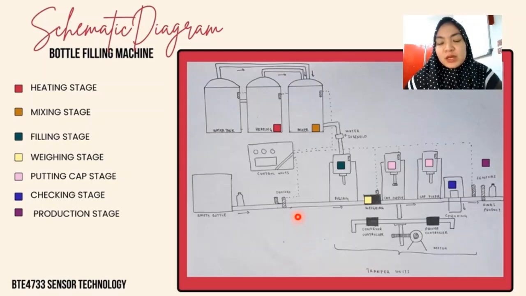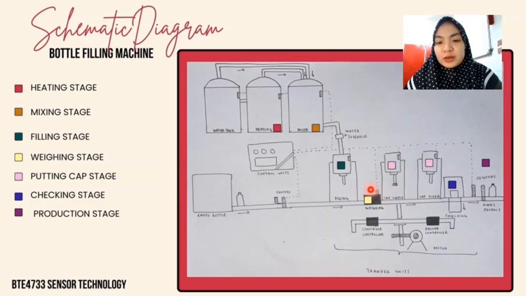So next, the water bottle will move to the weighing station, which is at this point. The sensor will sense the weight of the water bottle. If the water bottle doesn't meet the certain value set, the water bottle will go back to the filling stage to fill until it meets the certain value set.